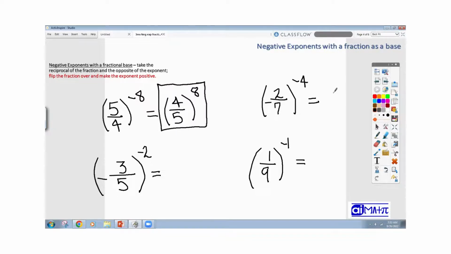-2 over 7, you would keep the negative sign. Change that fraction to flipping it over to 7/2. And instead of -4, we want the opposite, and we would call this +4.